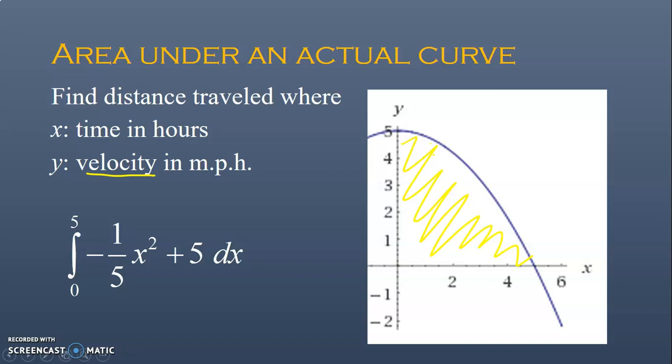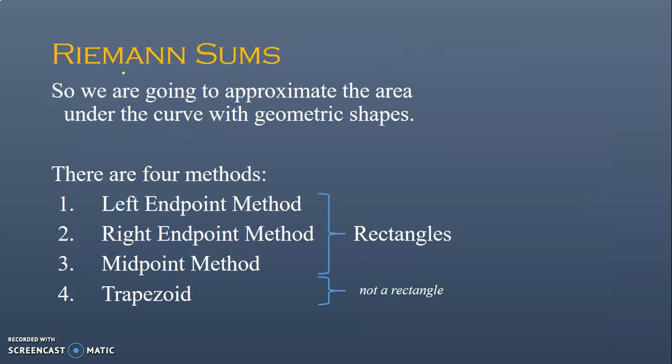As we go through our Riemann sums lesson, we're going to do 4 different Riemann sum methods: the left endpoint method, the right endpoint method, the midpoint method, and the trapezoid method. These first 3 methods are all rectangles. The last one is a trapezoid, so it's not a rectangle, but the first 3 are all rectangles. It's just a matter of how you draw the rectangles.